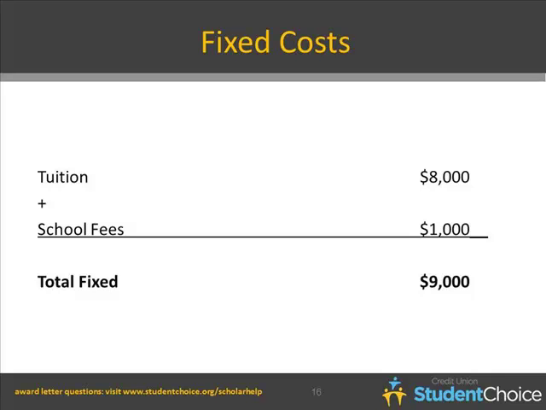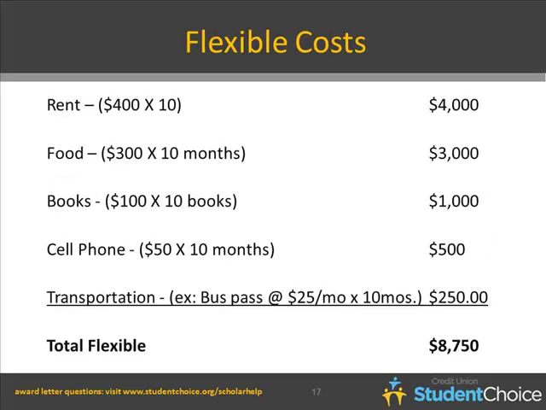Now, on average, at an in-state, not-for-profit 4-year state university, tuition is going to be about 40% of the cost of attendance. So in this case, $8,000 of the cost of attendance. And then school fees. School fees are fixed costs. So in our example, your fixed costs are $9,000. So that means that the school's allotting another $11,000 to pay for other things like rent, food, books, miscellaneous expenses. So $11,000 is being allowed to pay for all of those other expenses, which we refer to as flexible costs.